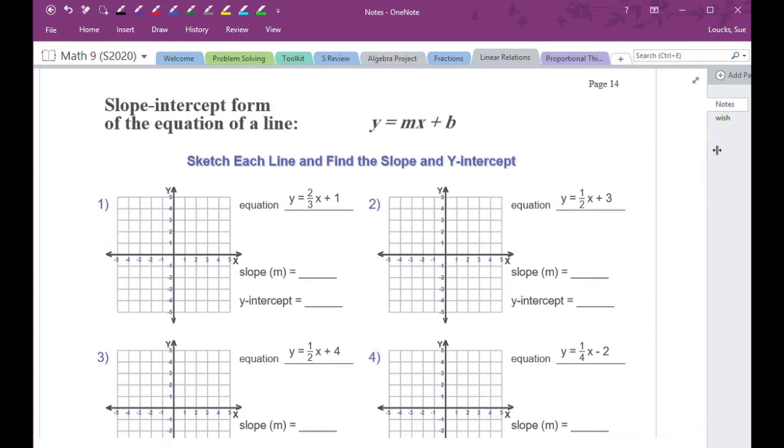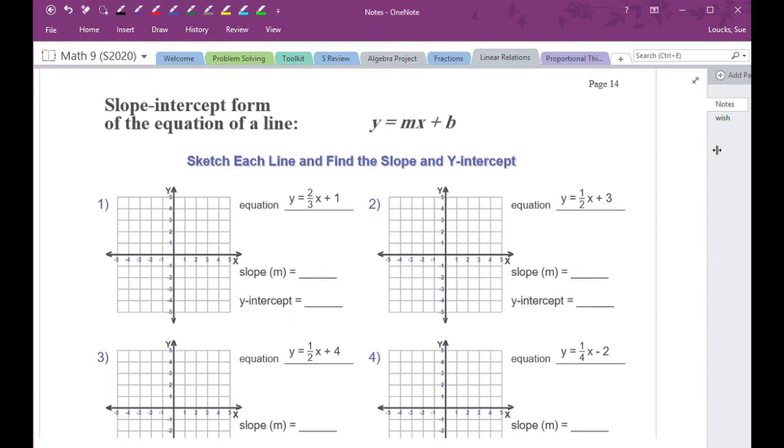Okay, we're on page 14. Now, this is a big one because I'm introducing you to something called the slope-intercept form of the equation of a line. And I've got to be honest here, this is actually supposed to be taught in grade 10, but I don't understand why, because it's so much simpler than the way we used to teach it in grade 9.